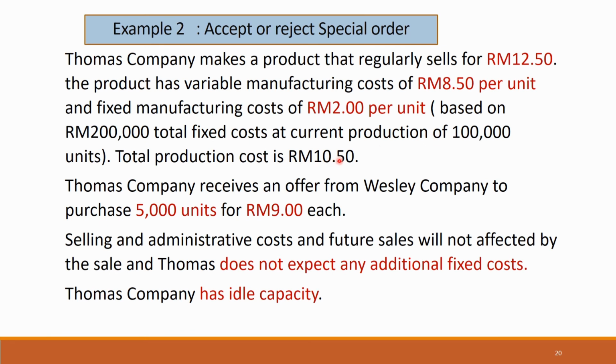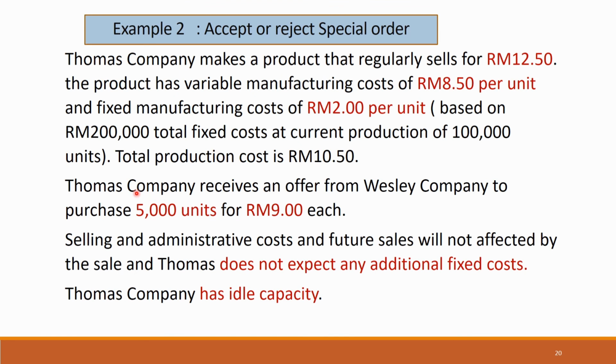Total production cost is RM10.50, so we got this amount. Total product cost is the variable manufacturing cost, 8 ringgit and 50 cents, plus 2 ringgit, and the total for production cost is RM10.50, or 10 ringgit and 50 cents.